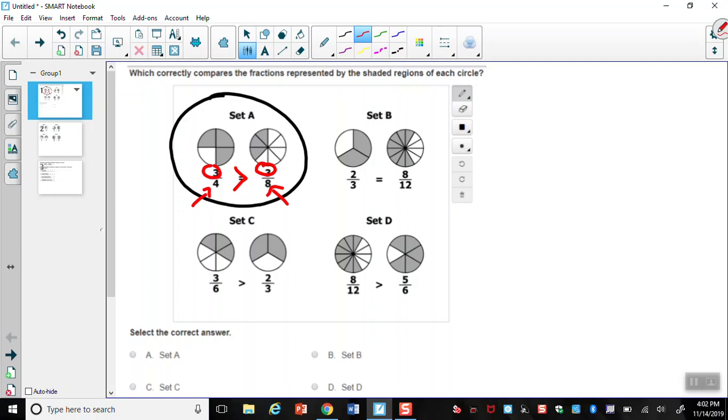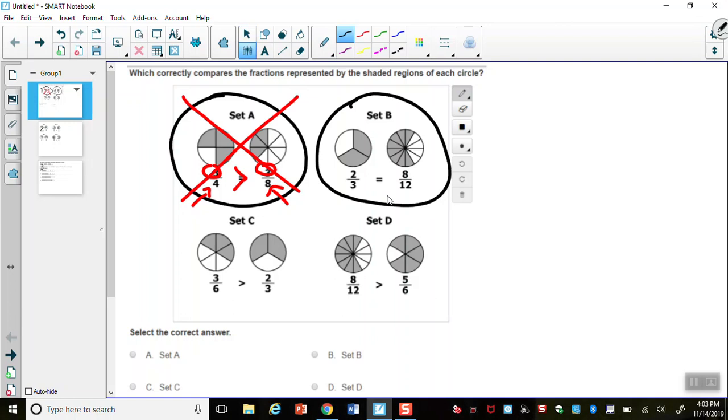And I can see, well, one of them is broken into 4 parts and one is broken into 8 parts. Now a circle that's broken into 4 parts is going to have larger pieces than the same size circle that's broken into 8 parts. And so I can tell, well, if I have 3 of my large 4ths shaded versus 3 of my small 8ths shaded, that 3/4 is going to cover a bigger area than 3/8. Now, so I know that that one is not true because they are not equal. So I would just go ahead and cross that one out so I don't confuse myself. Now let's look at set B.